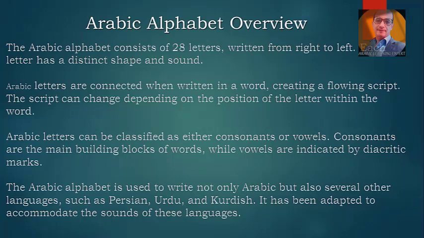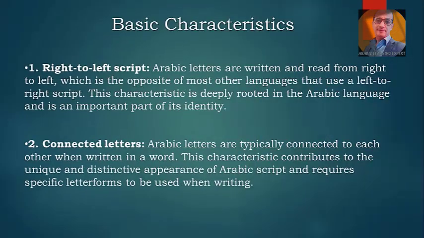Arabic letters can be classified as either consonants or vowels. Consonants are the main building blocks of words, while vowels are indicated by diacritic marks. The Arabic alphabet is used to write not only Arabic but also several other languages, such as Persian, Urdu, and Kurdish. It has been adapted to accommodate the sounds of these languages.